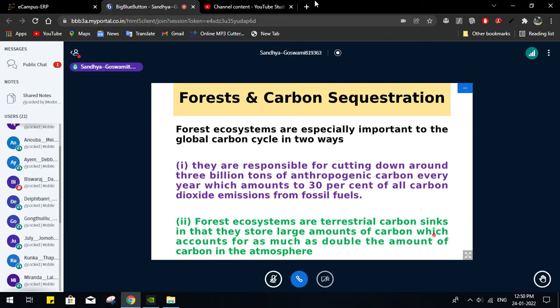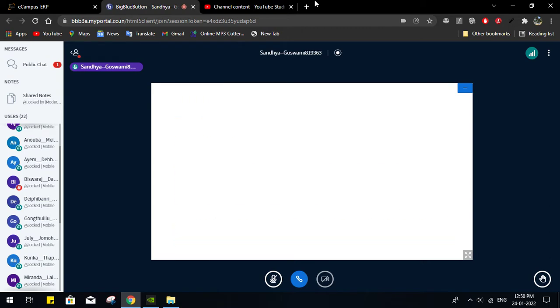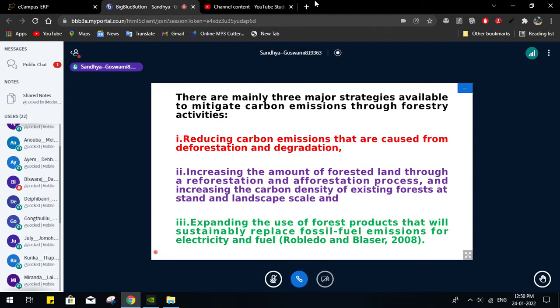In that, they store a large amount of carbon, which accounts for double the amount of carbon in the atmosphere. Atmosphere mein jitna carbon hai, uska double amount of carbon is available in the forest ecosystem. In this terrestrial carbon sink, it is available there. So forest is actually playing a great role in carbon sequestration.